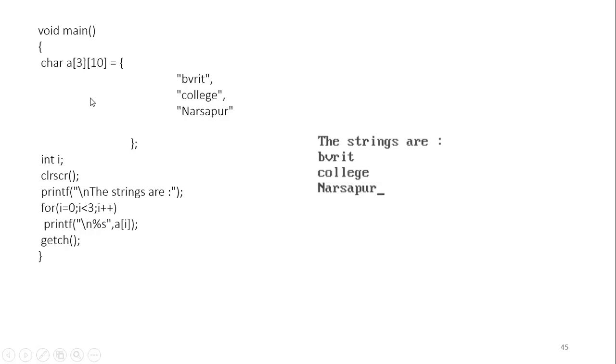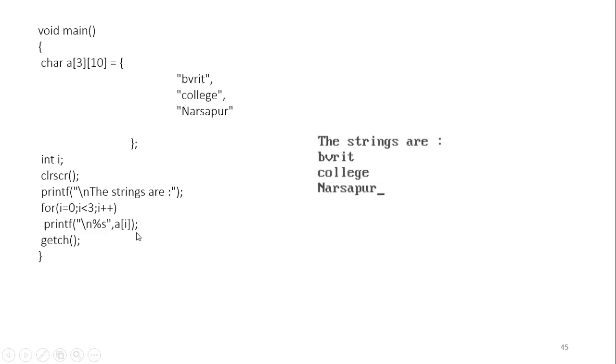A of 0. What is A of 0? A of 0 is nothing but bvrit. I plus plus, A of 1 is nothing but college. I plus plus, A of 2 is nothing but Narsapur. So here we are going to see the output on the screen. The strings are bvrit, college, and Narsapur. So A of 0, A of 1, A of 2 are strings.